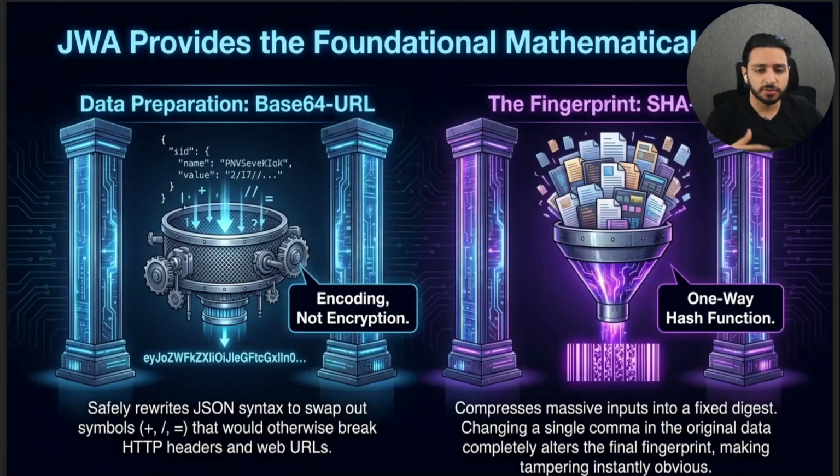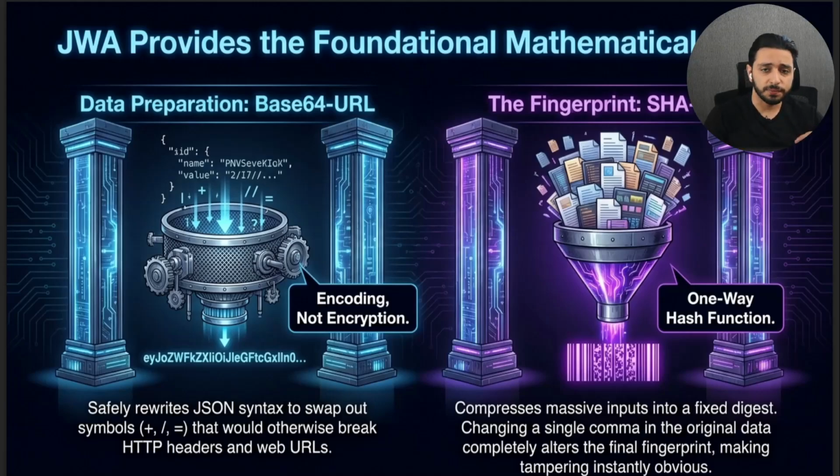It takes the JSON and turns it into a string of characters that won't break a URL by swapping out symbols. Next are the hash algorithms, specifically SHA-256. A hash function is like a digital fingerprint. You can give it a massive amount of data and it will give you a fixed-length secret called a digest. It is designed to be a one-way street. You can easily create a fingerprint from the data, but you can never turn the fingerprint back into the original data. More importantly, even if you change just one comma in your code, the entire fingerprint changes completely.